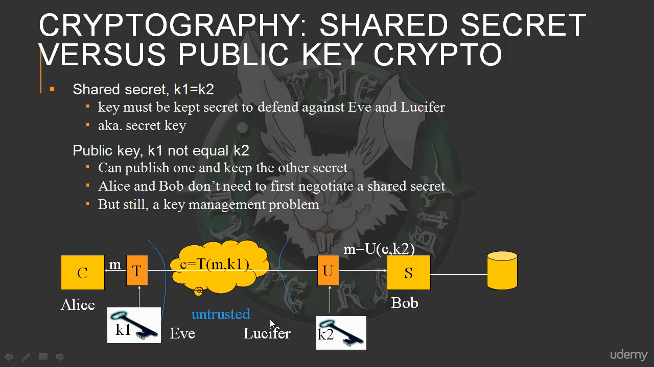It's easy to see why with shared secret cryptography you share this common secret, so the two keys are the same, and then in a sense U is just reversing what T did. On the other side you get back M.